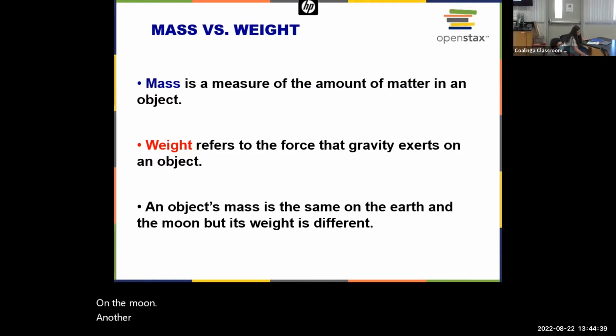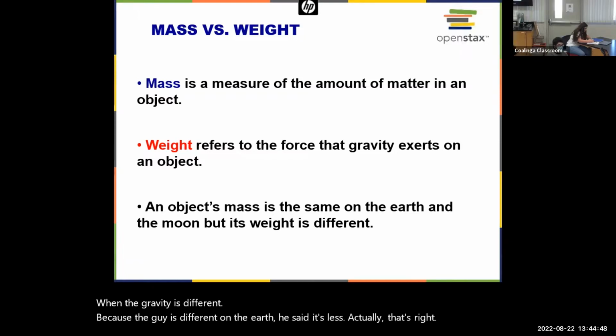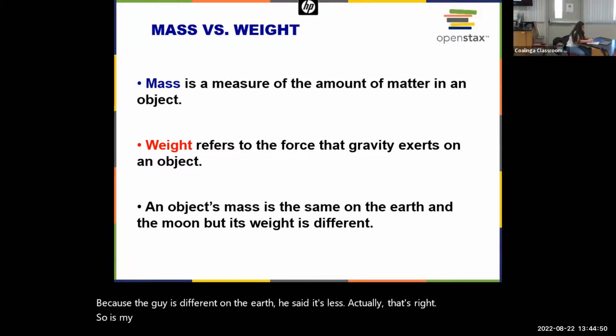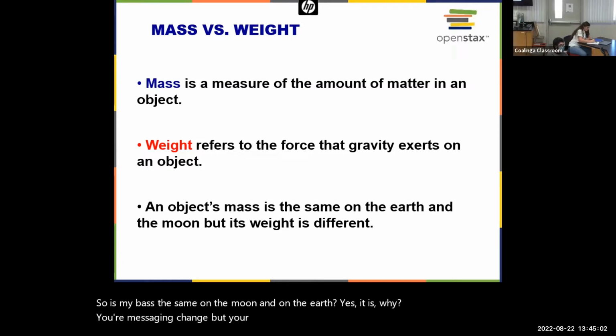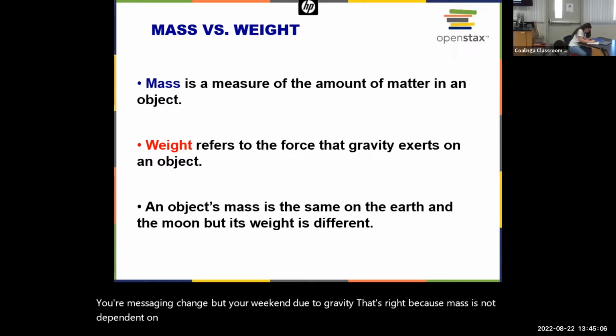The gravity is different on the moon than on the Earth. That's right, it's actually less on the moon. So, is my mass the same on the moon and on the Earth? Yes, it is. Mass didn't change, but the weight did due to gravity. That's right, because mass is not dependent on gravity, whereas weight is dependent on gravity. See the distinction?